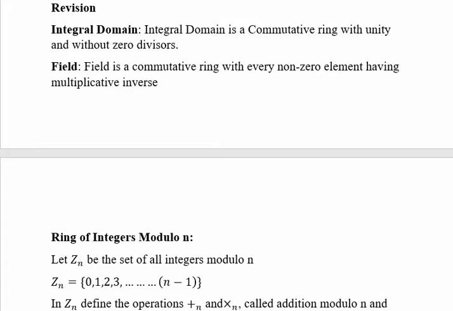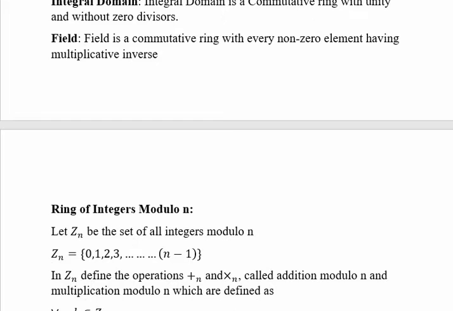Now let us see what is a ring of integers modulo n. We have studied in the previous classes what is group of integers modulo n under addition modulo n and multiplication modulo n binary operations. Zn is the set of integers modulo n and it is denoted as Zn equals 0, 1, 2, 3 up to n minus 1.